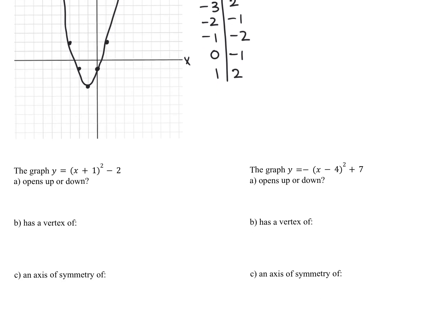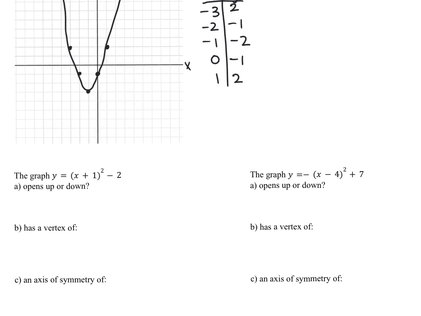Okay? We can still identify the same 3 pieces of information: what direction it opens, the vertex, and the axis of symmetry. So again, because we have it graphed, we can see that it opens up. We have identified the vertex as -1, -2 from the formula and from the graph. And then my axis of symmetry is at x equals -1.